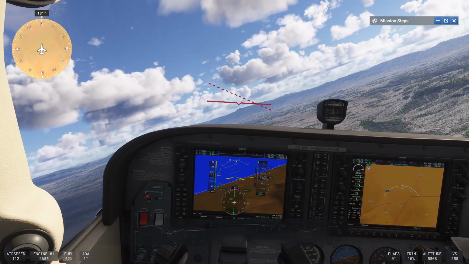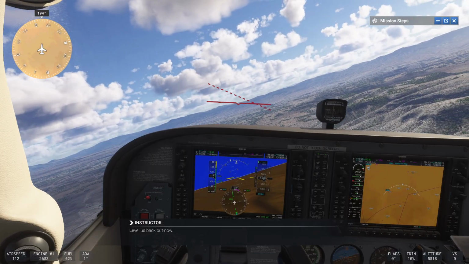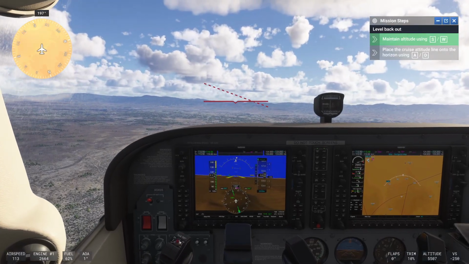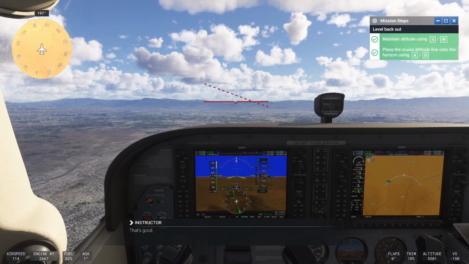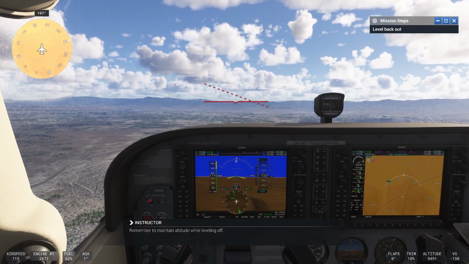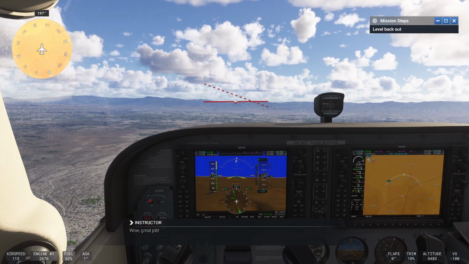Nice. Level us back out now. That's good. Remember to maintain altitude while leveling off. Wow, great job.